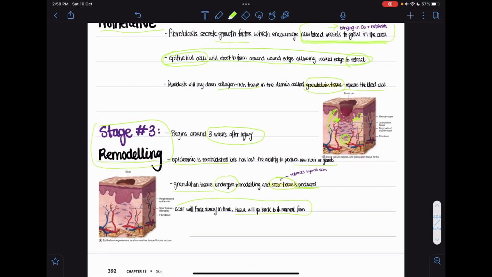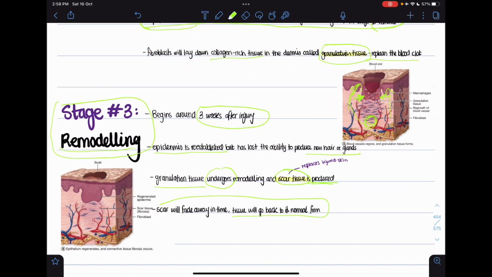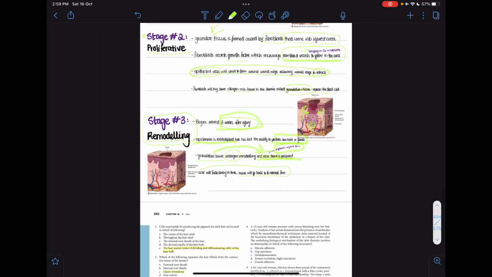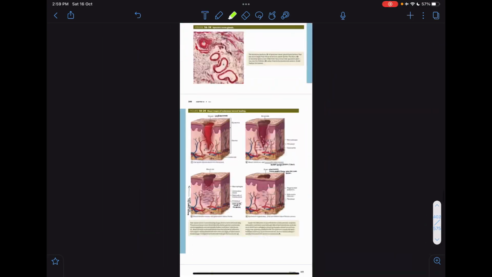Then we have stage 3, which will begin around 3 weeks after injury, and in this stage the epidermis is re-established but has lost the ability to produce new hair or glands. And we also have the granulation tissue, which will undergo remodeling, hence the name of the stage, and scar tissue is produced. So the granulation tissue is remodeled and it will become scar tissue, and the scar tissue will replace injured skin. By then the scar will fade away in time, and the tissue will go back to its normal form as if nothing happened, and this is how the skin protects itself and repairs itself.